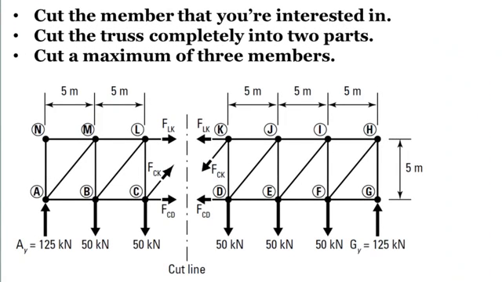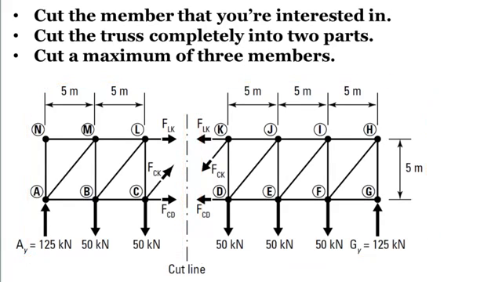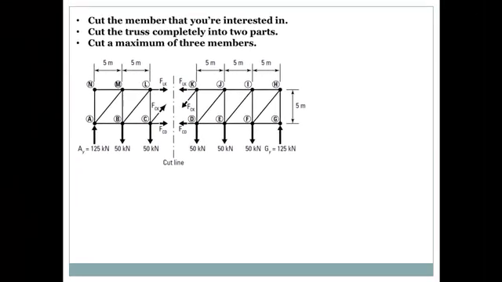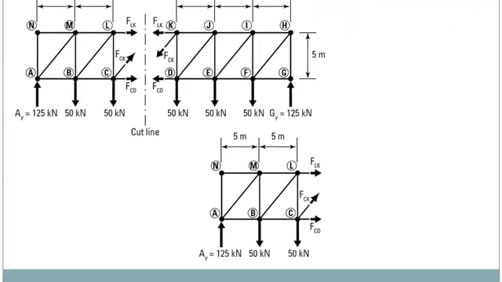This is the same truss we saw a minute ago. Let's try to apply the 3 rules. Did we cut the members we are interested in? Yes, we did. We cut through the members LK, CK, and CD. Did we cut the truss completely into 2 parts? Obviously, you can see in the figure. Yes, we did. We have a left side and a right side of the truss. Did we cut a maximum of 3 members? Yes, we did. We cut only 3 members. This is the left part of the truss showing the exposed forces. Choose one part to work with.